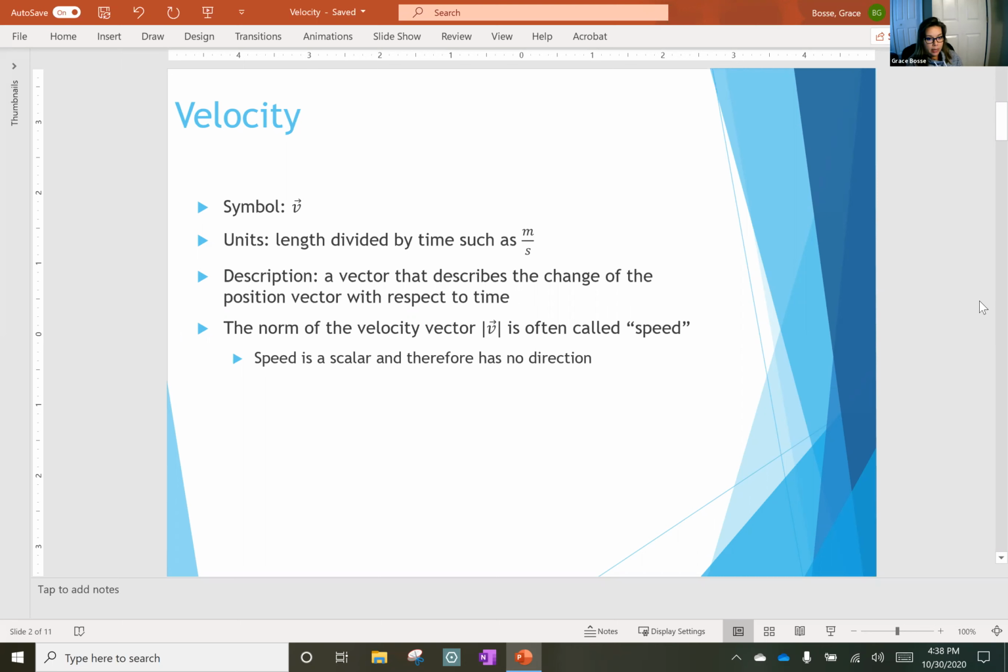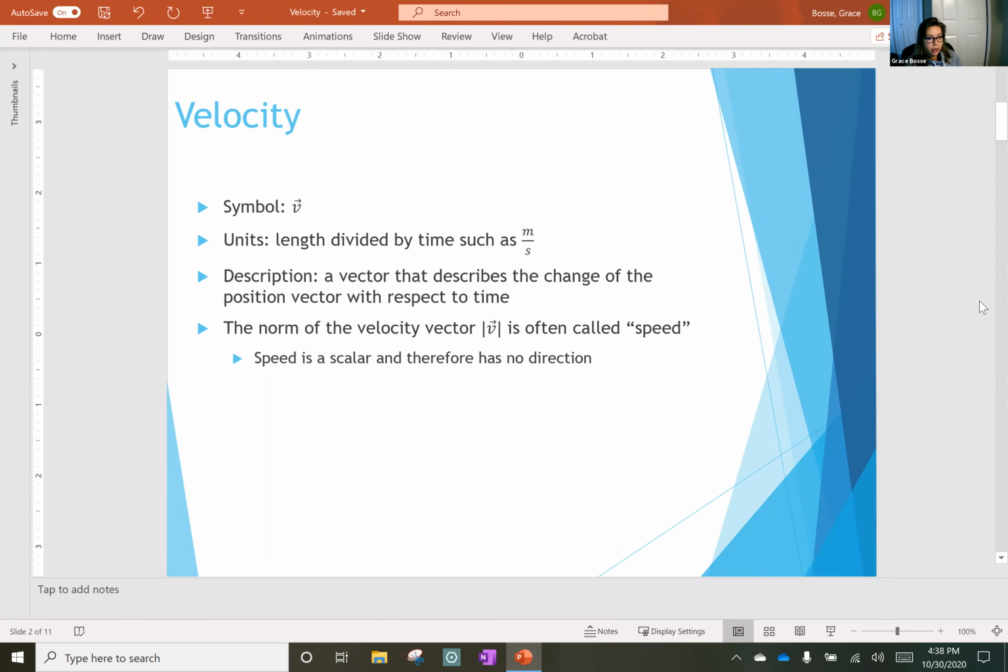And I would describe velocity as a vector that describes the change in position with respect to time. So position is also a vector, so technically it's a vector that describes the change in the position vector with respect to time. So if your position is changing, then you have a velocity that's not zero. If your position isn't changing, if you're sitting still, then you have zero velocity.